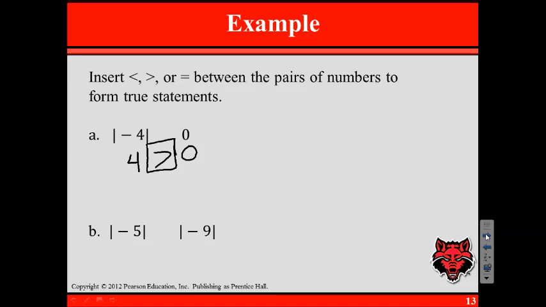For part B, the absolute value of -5 would be a positive 5. The absolute value of -9 would be a positive 9. And 5 is to the left of 9 on a number line, so 5 is less than 9.